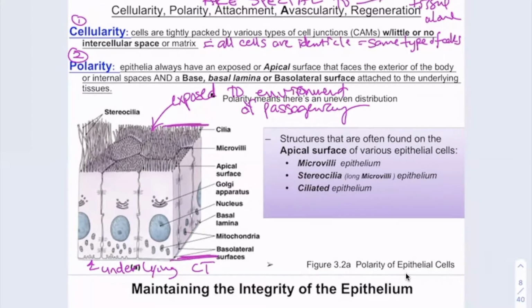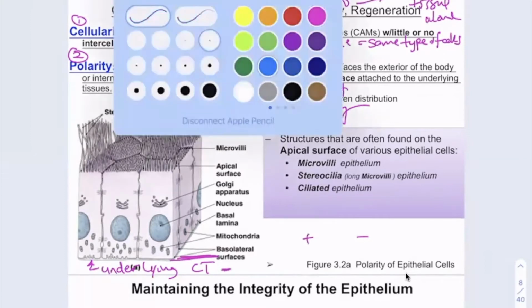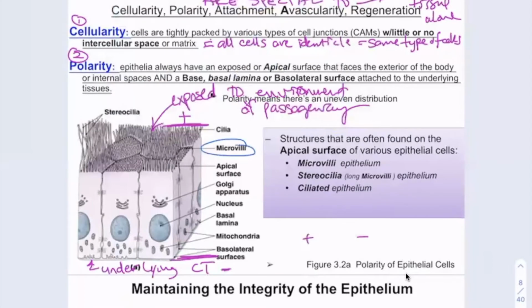So a lot of times we think of polarity as like a plus and a minus on a battery or something. They're different, right? So the exposed side is going to be different from the side that's connected to the underlying connective tissue. They're different. They look different. They have different features. For example, here this is showing you microvilli. These are just extensions of the cell membrane to increase the surface area for absorption.